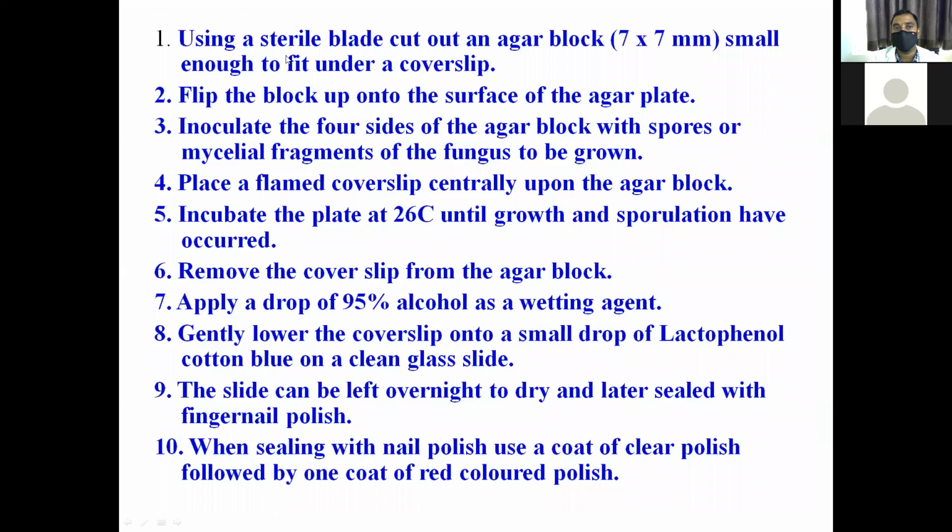These are the steps. Use a sterile blade to cut an agar block, 7 by 7 mm, small enough to fit under a cover slip. Flip the block onto the surface of the agar slide plate. Inoculate the four sides of the agar block with spores or mycelial fragments of the fungus to be grown. If a BOD incubator is available, keep it in the BOD incubator, or keep it at room temperature. Place a flamed cover slip centrally upon the agar block.